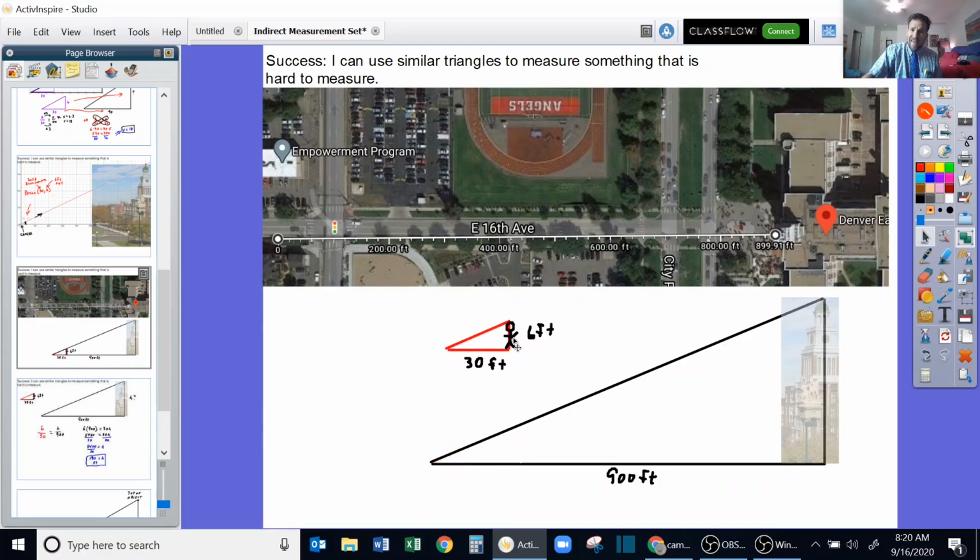Now, there's still one piece that I'm missing here, okay? Because I have to know something about this big triangle here. So what I did was I walked from the base of the school out to where I put my camera, and I just sort of counted my steps.